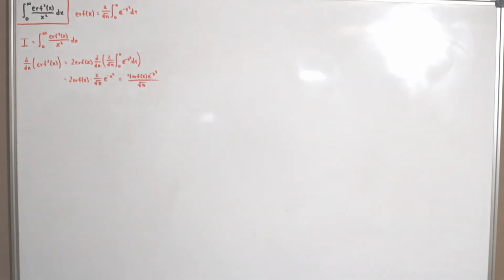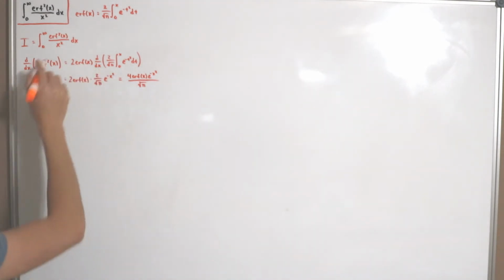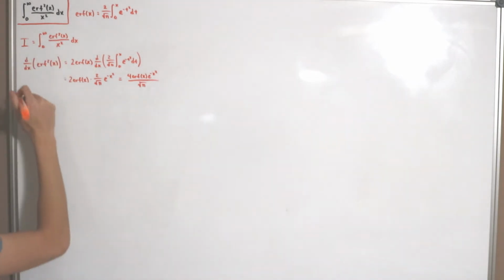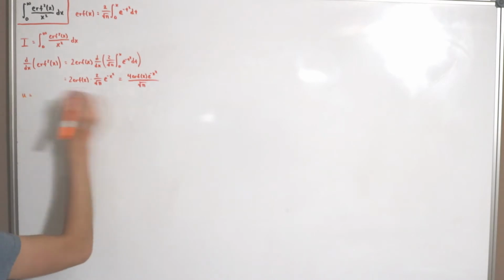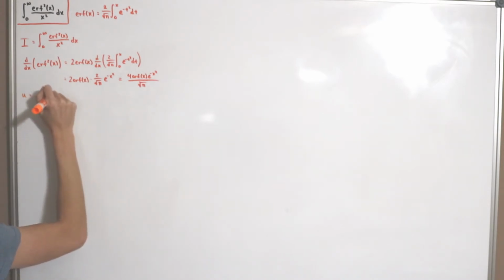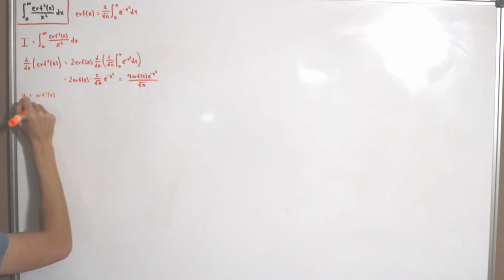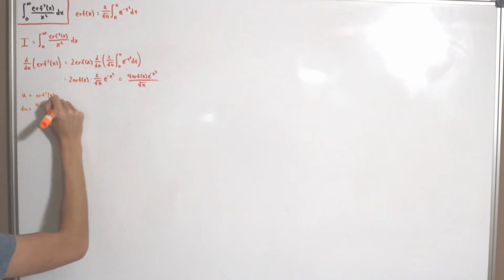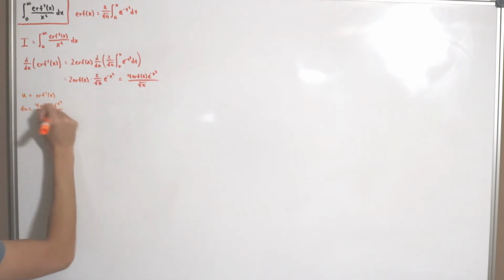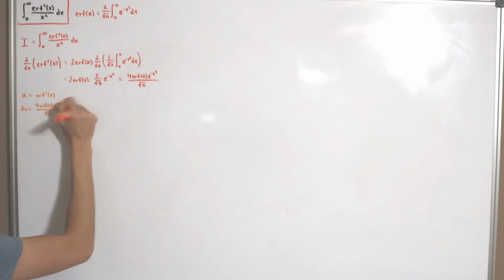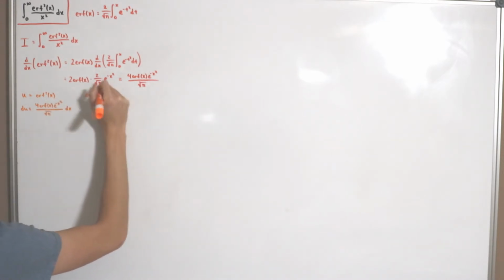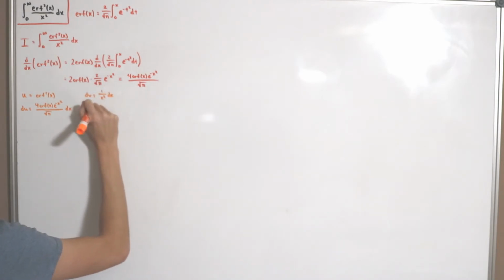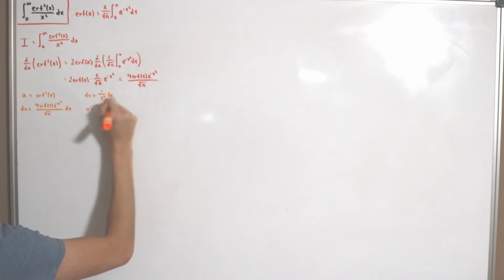So let's see. What I said was we're going to differentiate our error function and we're going to integrate our 1 over x squared. So I'll let u equal the error function squared of x. Then du is equal to this one over here: 4 times the error function of x multiplied by e to the negative x squared divided by the square root of pi dx. And therefore dv is equal to 1 divided by x squared dx, and v, when we integrate this, is just negative 1 divided by x.